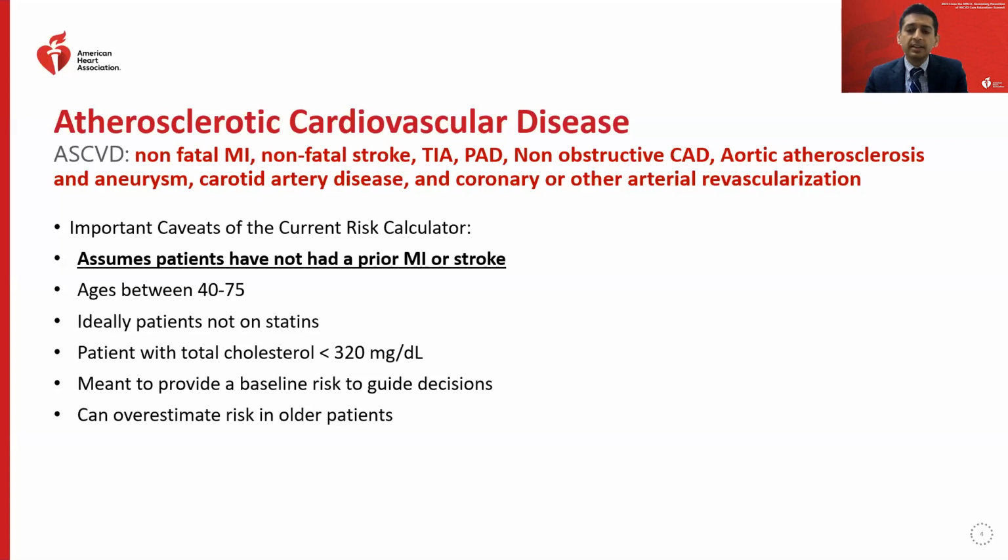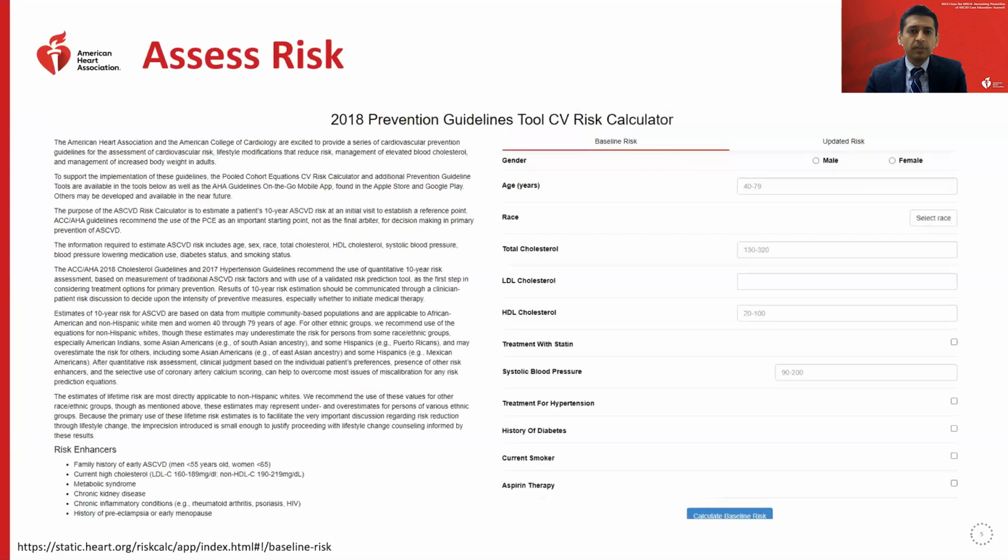So the idea is it's not necessarily to tell you what to do, but to be a guide for your decisions. This is an example of what the important parameters of the ASCVD risk calculator include: gender, age, race, lipid panel, particularly the total cholesterol, LDL and HDL, whether or not they're on a statin, blood pressure, and prior history of smoking, diabetes, aspirin treatment, and hypertension.